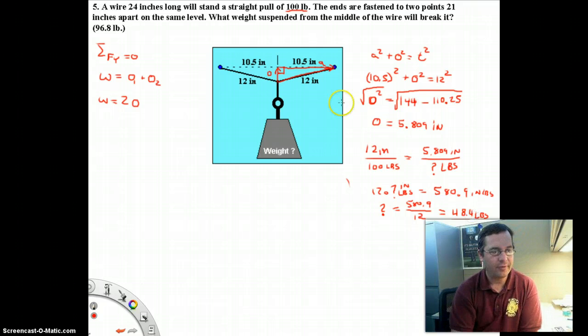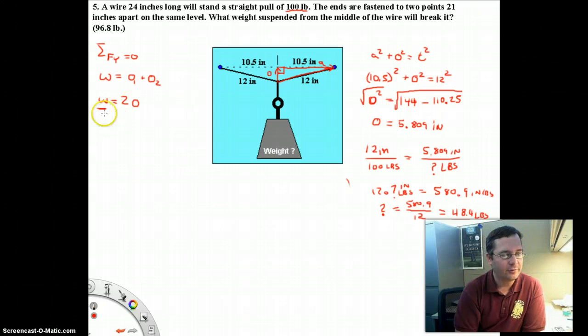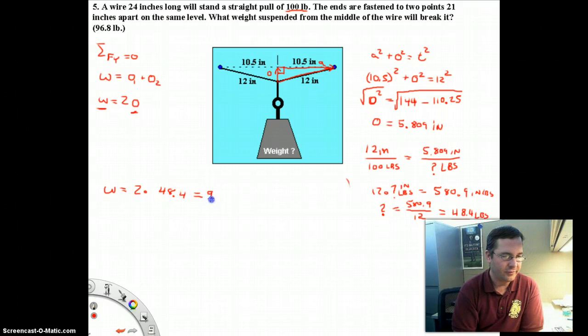Now, what you have to remember is that the weight of the object is actually twice the value of O, and that's because this wire rope over here also has some upward thrust. So that the total weight equals 2 times 48.4, which equals 96.8 pounds.